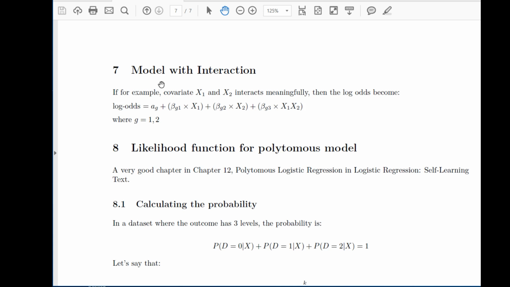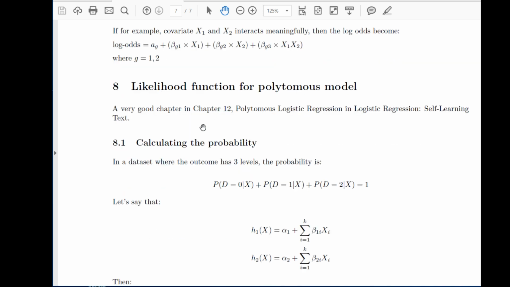If you understand the log odds equation, the log odds ratio, and the odds ratio, then it is easy to work with a model that has interaction between covariates. For example, if you have covariates x1 and x2 and they interact meaningfully, then the log odds for the outcome given x1, x2, and the interaction between x1 and x2 equal alpha g plus beta g1 times x1 plus beta g2 times x2 plus beta g3 times x1 times x2, where g equals 1 and 2 in the case where you have three categories of the outcome variable.